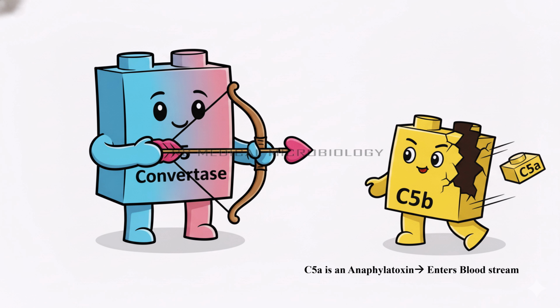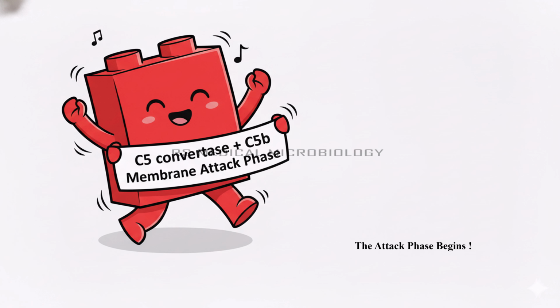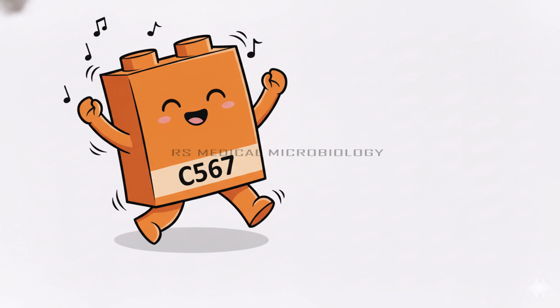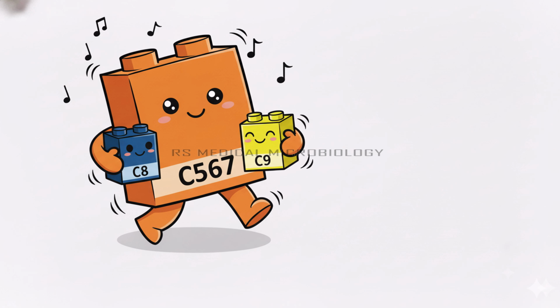C5 will again break off a small part, which is C5a, again an anaphylatoxin. This forms the starting of the membrane attack phase. So the complement, which is getting activated step by step, is now ready to damage the bacterial membranes. This C5 convertase is now joined with C6 and C7 sequentially, followed by the addition of the C8 and C9 components.